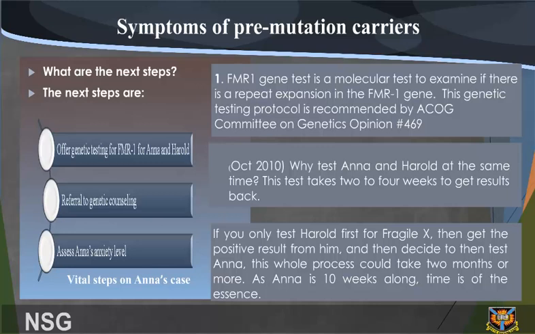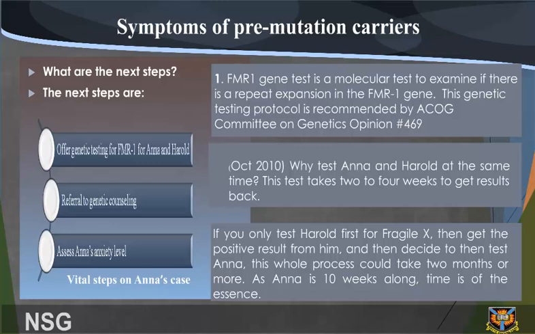1. The FMR1 gene test is a molecular test to examine if there is a repeat expansion in the FMR1 gene. This genetic testing protocol is recommended by ACOG Committee on Genetics Opinion 469, October 2010. Why test Hannah and Harold at the same time?